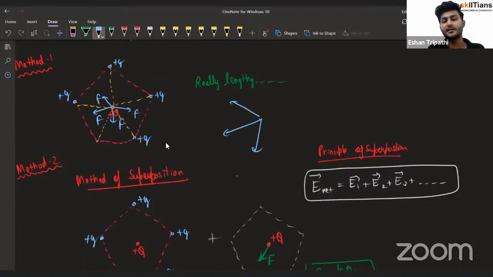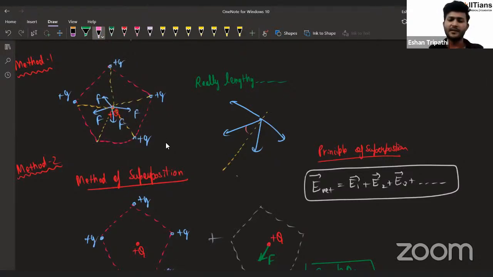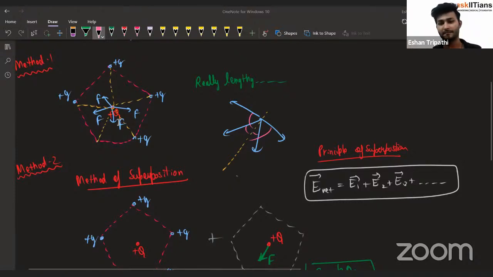One force is this, another is this, another is this, another is this. Because of symmetry, this is the direction in which the net force will be. So first you will have to find this angle, then this angle, then this angle, then this angle. You'll have to add their cos components: F cos theta 1, F cos theta 2, F cos theta 1 on the other side, F cos theta 2. That will give the answer. Very lengthy. But is that fine?